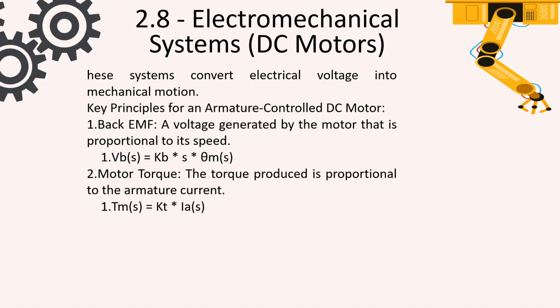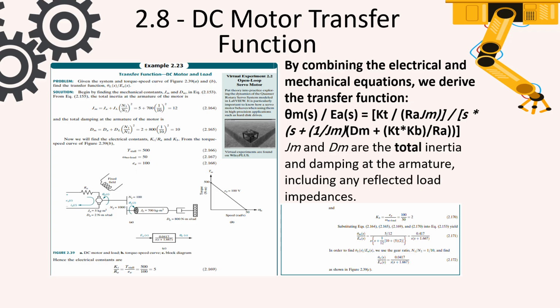By writing equations for both the electrical circuit and the mechanical rotation and then combining them, we can derive the complete transfer function relating the input voltage to the angular position of the motor shaft. As noted, this requires us to use the total inertia and damping at the armature, including any reflected loads from the gear.